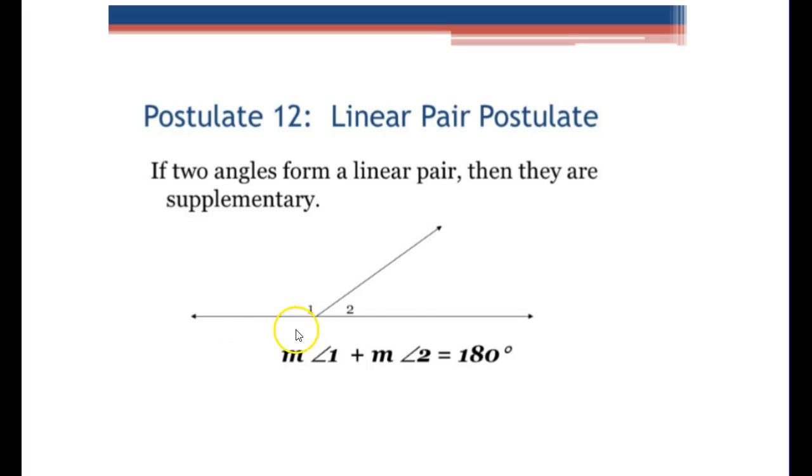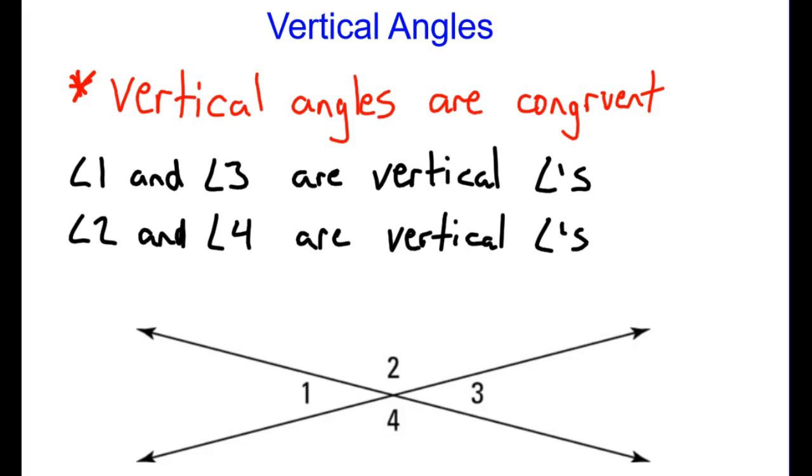So if we look at these two angles here, they form a straight line, angle 1 plus angle 2. The measure of a straight line is 180 degrees. So these two angles are supplementary. Okay, so supplementary means two angles that add up to 180 degrees. A linear pair is two adjacent angles that form a line.